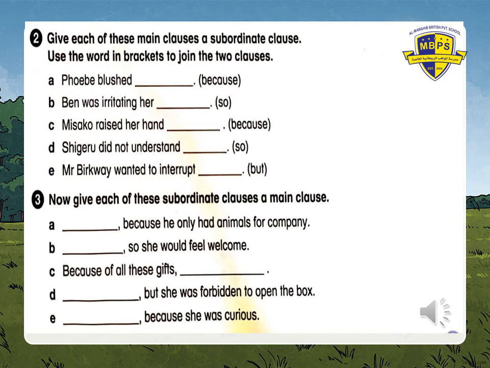These are the two questions from your student's book, page number 69, question number 2 and question number 3. In question number 2, we have been asked to give each of these main clauses a subordinate clause and we have to use the word in brackets to join the two clauses. So the main clause is with us, we have to add a subordinate clause by using the given conjunctions. And after that, we have been given a subordinate clause and we have to add a main clause. Let's take these two questions separately.